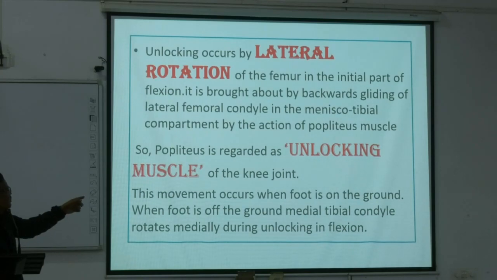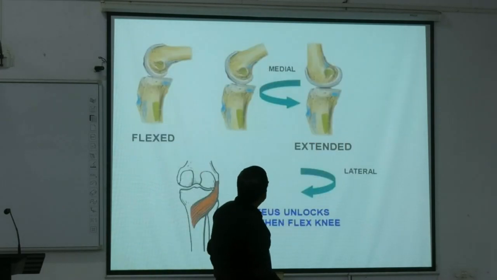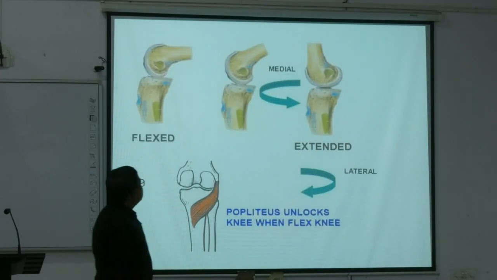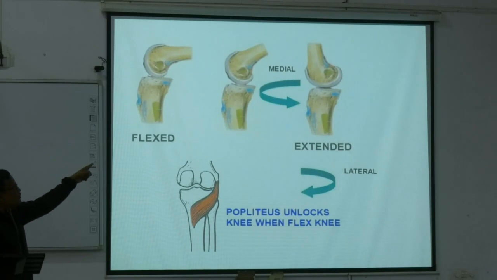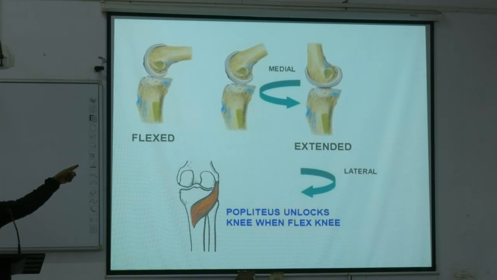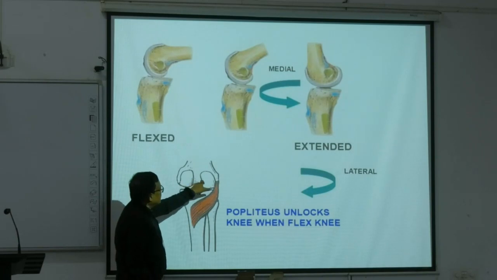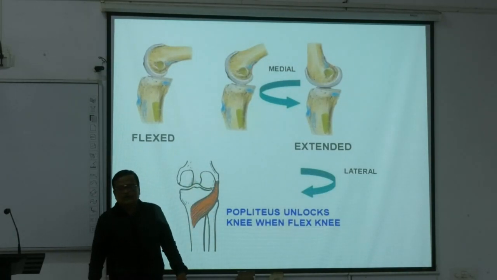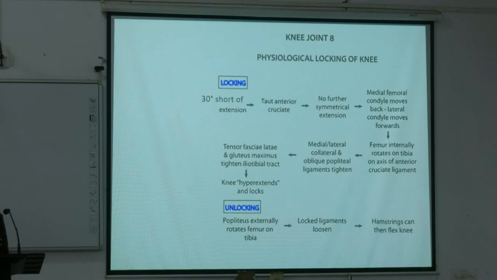This movement occurs when the foot is on the ground. When foot is off the ground, medial tibial condyle rotates medially during unlocking in flexion. মানে initiation of flexion. এবারে ছবি দেখো, রোলস ফরওয়ার্ডস হচ্ছে, ওটা অকুপাই এখনো হয়নি, মিডিয়াল রোটেট করে টোটালি অকুপাই হয়ে গেল, কেমন? আর আনলকিং হলে এই যে পপলিটাসটা এরকম করে টান মারছে, গ্লাইডস ব্যাকওয়ার্ডস হয়ে যাচ্ছে। সো পপলিটাস ইজ অ্যান আনলকিং মাসেল। তাহলে ক্লিয়ার হয়েছে তো?